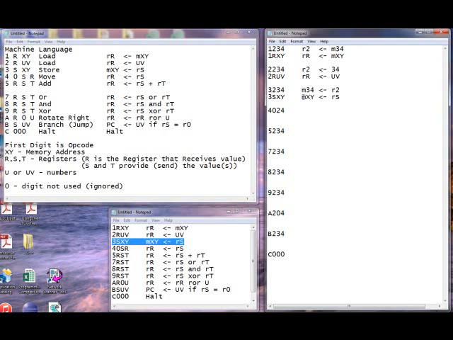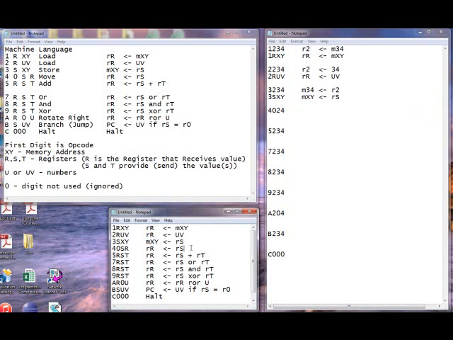These are the only two operations that involve the use of memory, and what this says is we can either get something from memory and put it into a register, or we can take something from a register and put it into memory. And that's all we can do with that.